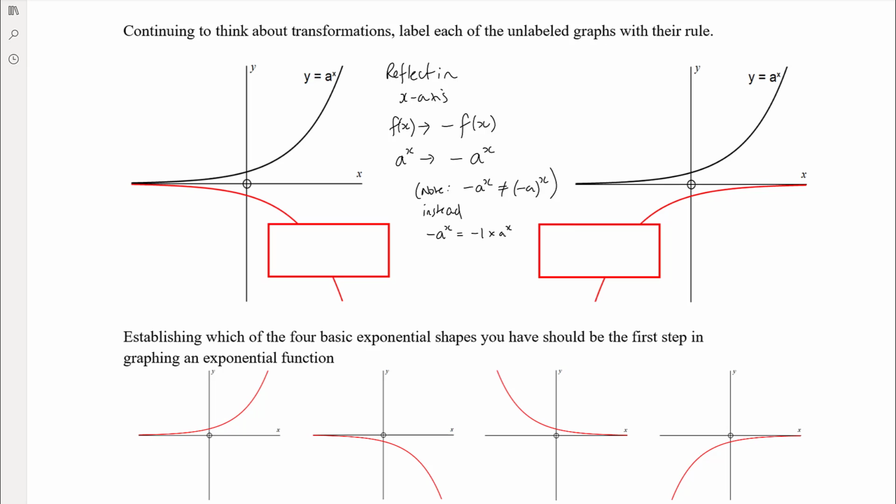So we have a reflection in the x-axis, and the equation will be y equals negative a to the x. The graph on the right, we've got reflections in both axes. So we want to combine together both reflections, and our equation is going to be negative a to the negative x, reflected in both the x and the y-axes, and we would get that shape.